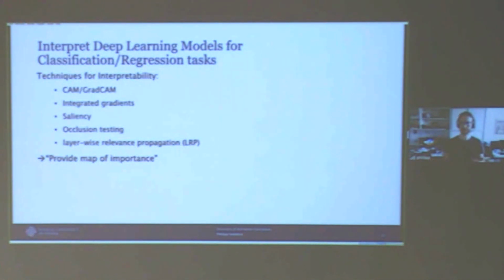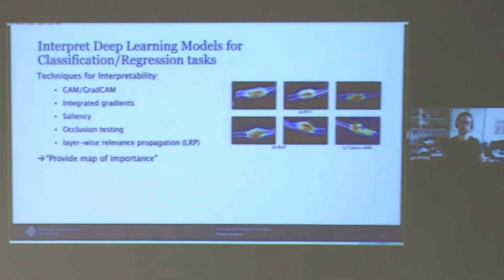So usually what they try to achieve is you have an input image, you have a certain output of the network, and then what these techniques provide you with is a map of importance. So which parts of the input image were important for receiving this exact prediction.